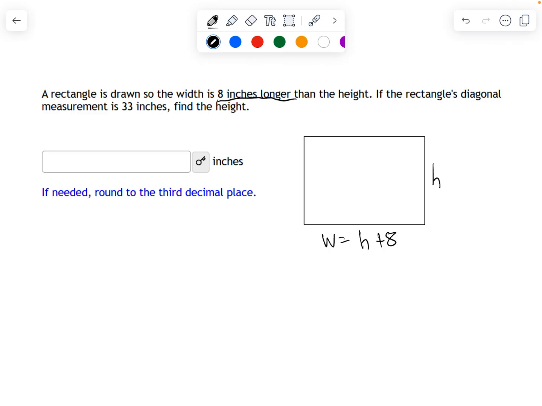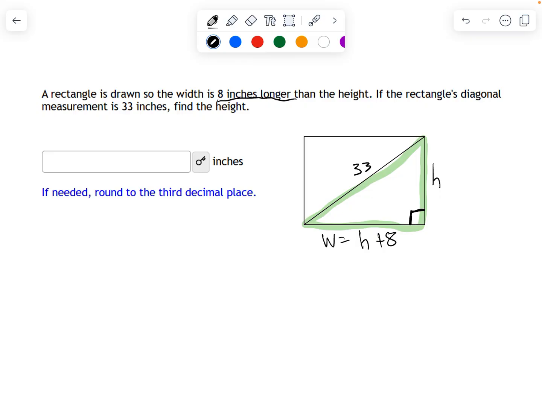And then it mentions that if the rectangle's diagonal measurement is 33 inches, then we're finding the height. Well, the diagonal just connects one edge to the other, so that would be the diagonal for my rectangle here. Notice, what does that form? That forms a triangle, and because it's a rectangle here, we have not just any triangle, we have a right triangle. So I know the diagonal is 33 inches, and I know I have a right triangle here. More than that, I now have 1, 2, 3 sides of that right triangle.